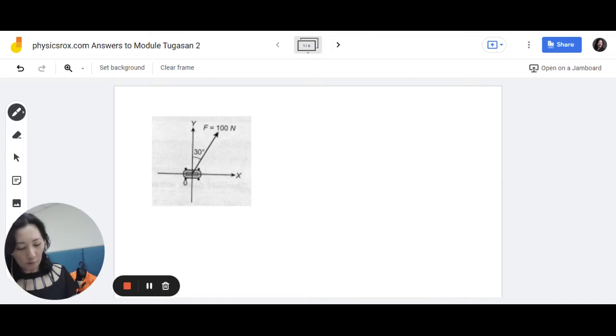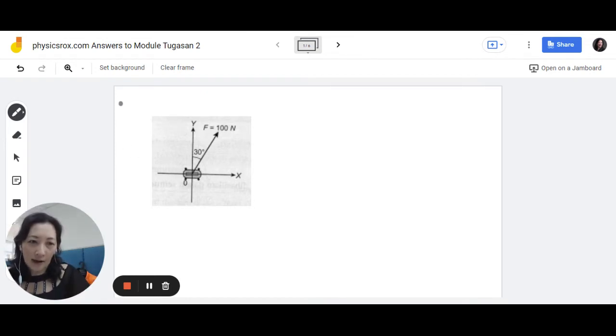Okay, so we're working on the answers on page 17 and 18, Chapter 1, Forces and Motion, Tugasan 2. What I have here in this Jamboard is the diagrams, but not the questions. You're supposed to go get the book and work on the questions yourself, okay? So let's go straight to the answers now.